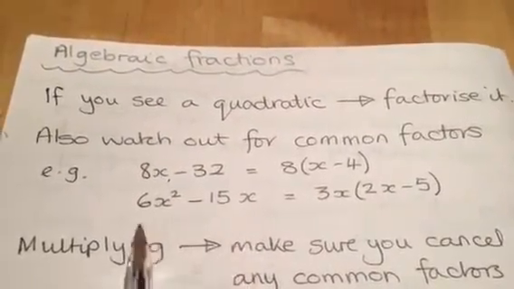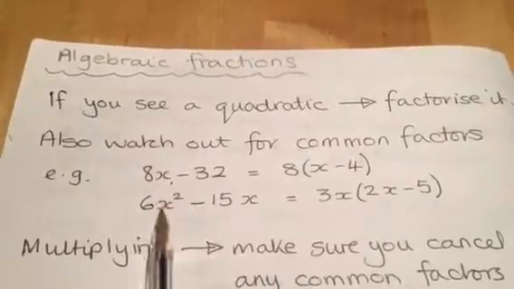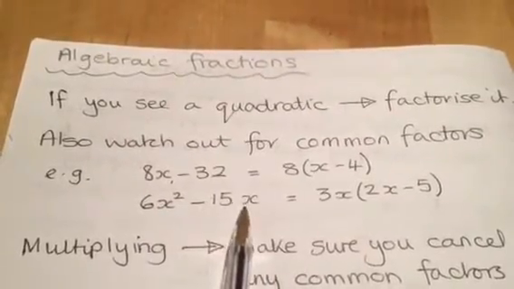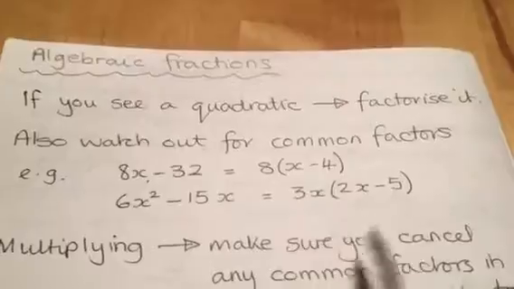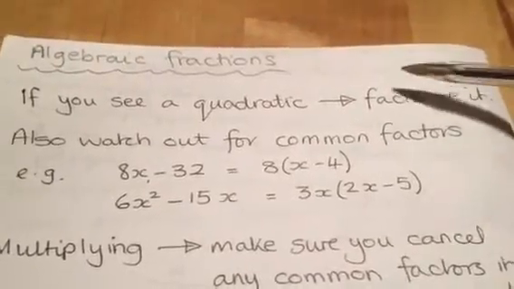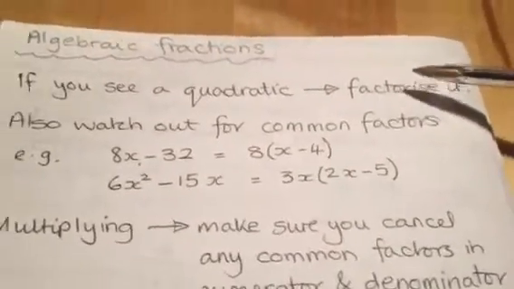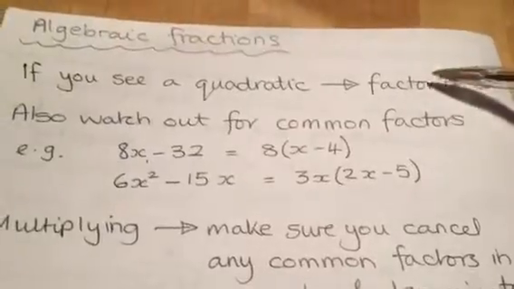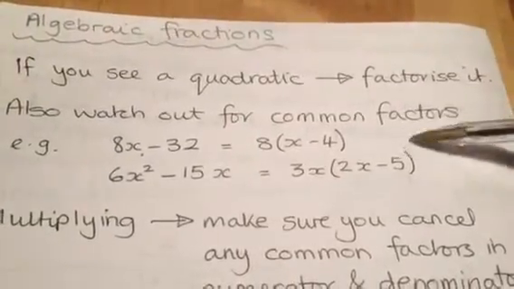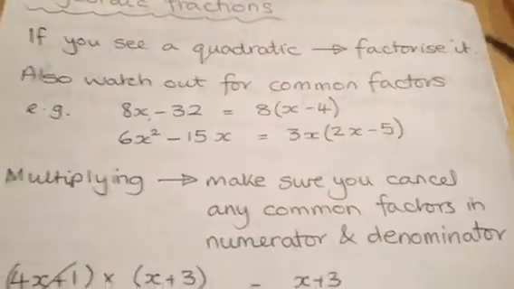6x squared minus 15x, again it's two terms, so it'll have a common factor this time. I can take the 3x out, so I'm left with 2x minus 5. So make sure that you factorise what you can. Quadratics are easy to factorise, but people often miss common factors.